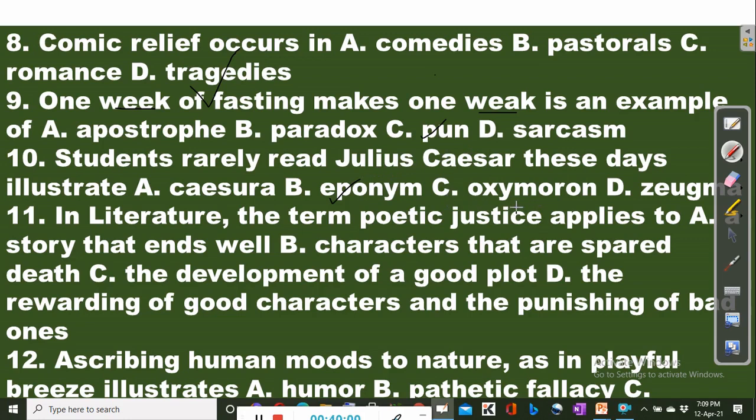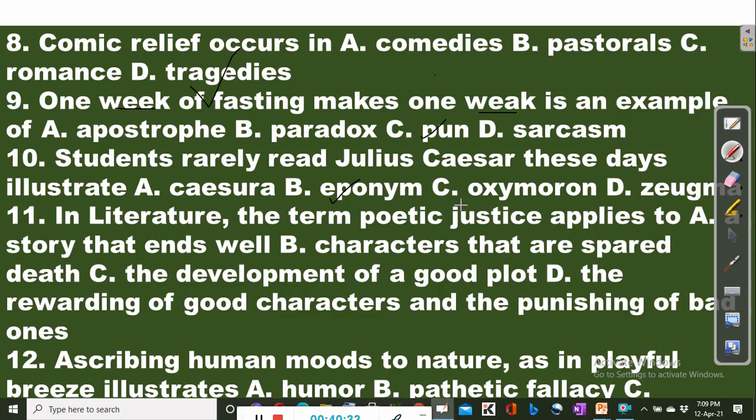Then C, oxymoron. Oxymoron is the use of a combination of two opposite ideas. It's similar to paradox, which I explained earlier, but the difference is quite clear. Paradox is a statement, as I earlier said. On the other hand, oxymoron is a phrase, you know, a phrase. Now, let me refer back to paradox.